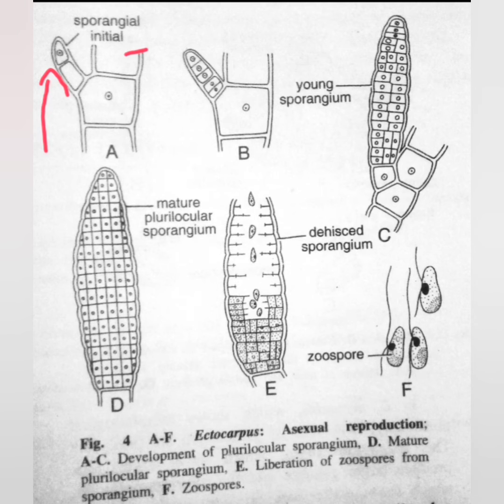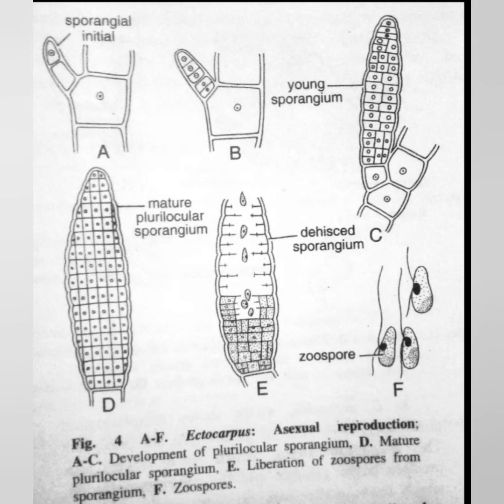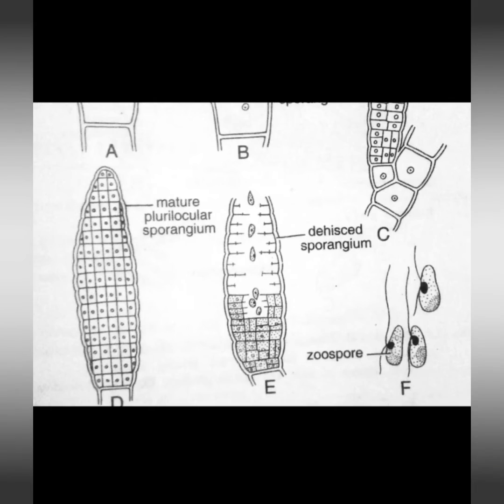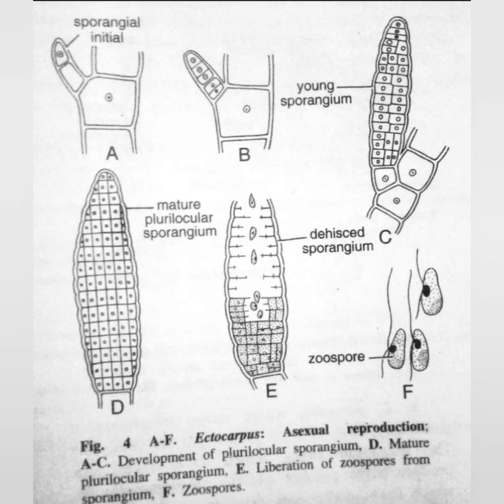Alright, it will act as a sporangial initial, enlarge and become spherical, and accumulate numerous chromatophores. Just like the unilocular sporangia, you can see in this figure it accumulates numerous chromatophores. In figure C here you can see, even this, similar to the unilocular sporangia, accumulates numerous chromatophores. And now the sporangial initial undergoes repeated transverse and vertical division.